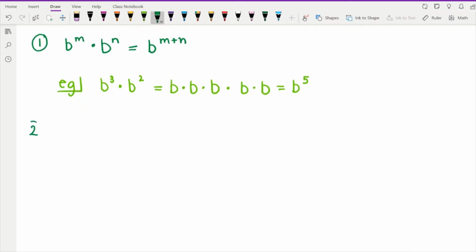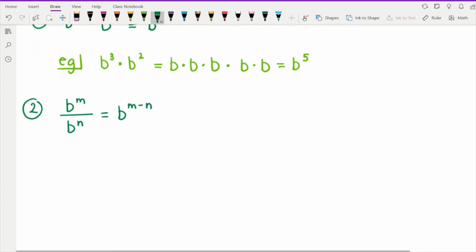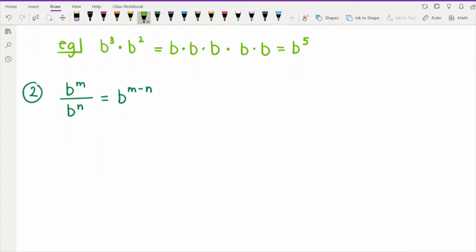Okay, so what about if instead of multiplying, you're dividing? So you have b to the m over b to the n. Well, then instead of adding the exponents, you're going to subtract them. So you're going to do m minus n. And similarly, we can see this by doing a simple example.